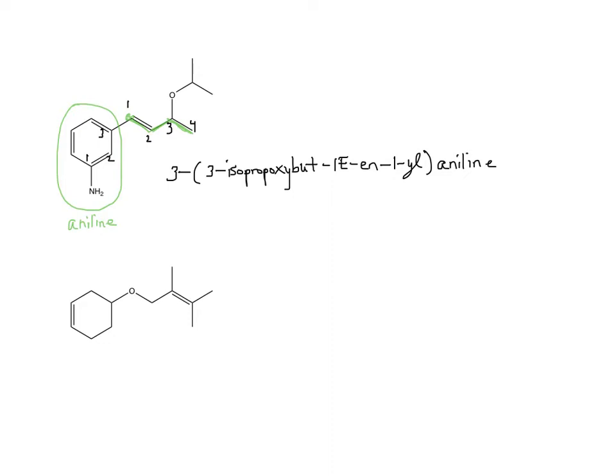Okay, why don't you go ahead and try your hand at this next one. I'll give you a hint. The parent is best treated as the cyclohexene. And so that alkoxy group that you see right here will be the substituent. So see what you can come up with. The answer will be on the next slide.